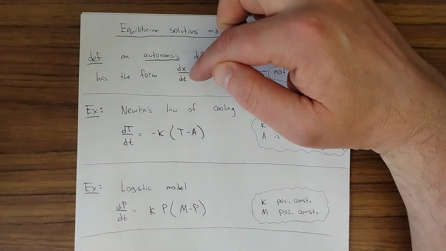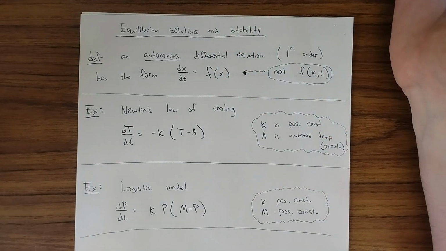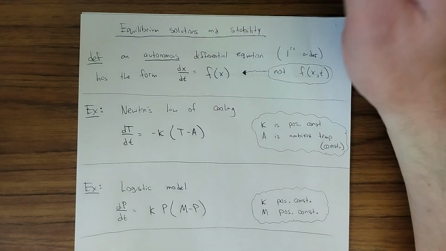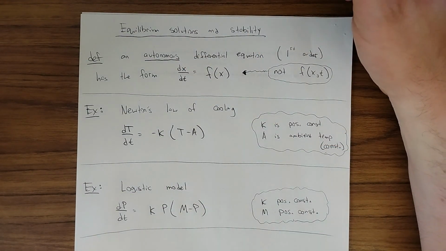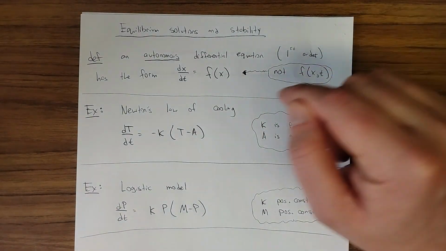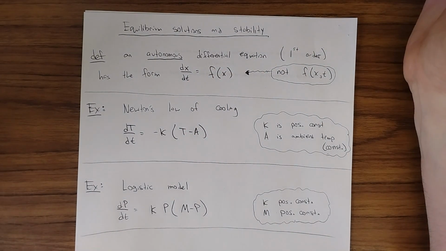Autonomous just means that the differential equation doesn't really involve the independent variable. So here I would say x is the dependent variable and t is the independent variable. And when I say it doesn't involve the independent variable, it means, other than the fact that I see a dt down here, I don't see any other t's in the differential equation.